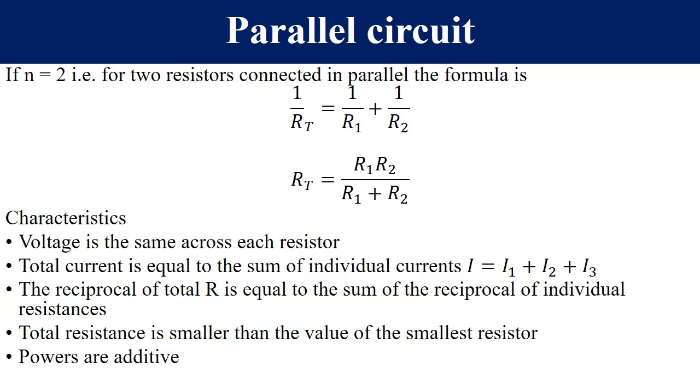We are now going to have a look at the characteristics of a parallel circuit from our derivation. We saw that the voltage is the same across each resistor. The total current is equal to the sum of the individual currents because it is branching. The reciprocal of total resistance is equal to the sum of the reciprocals of the individual resistances. That is, finding the reciprocal of 1 over RT is the same as finding the reciprocal of the sum. That's correct. Please take note, this is a very important point and I like it: total resistance is smaller than the value of the smallest resistor. Then the last one, but not the least, is that powers are additive.